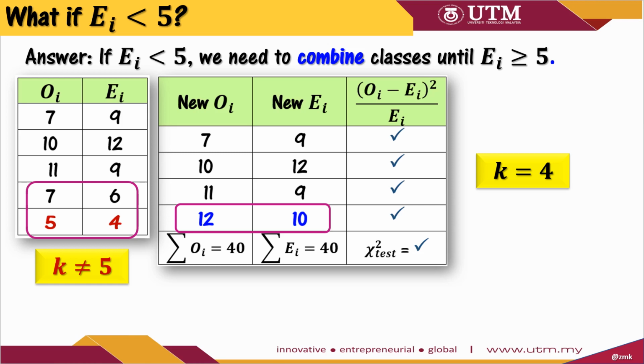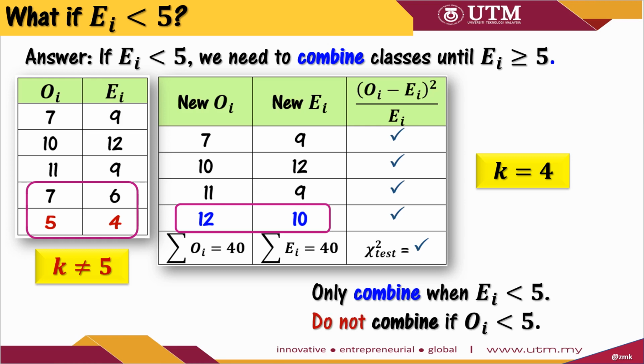If you have more than one class which have small expected values, you can repeat the combination until the new EI is at least 5. The expected value EI being less than 5 can also occur in the beginning or in the middle of the table. The same concept still applies where you can combine the class with its preceding or subsequent neighboring class. The combination can only be done if EI is less than 5. Please do not combine classes if only OI is less than 5.